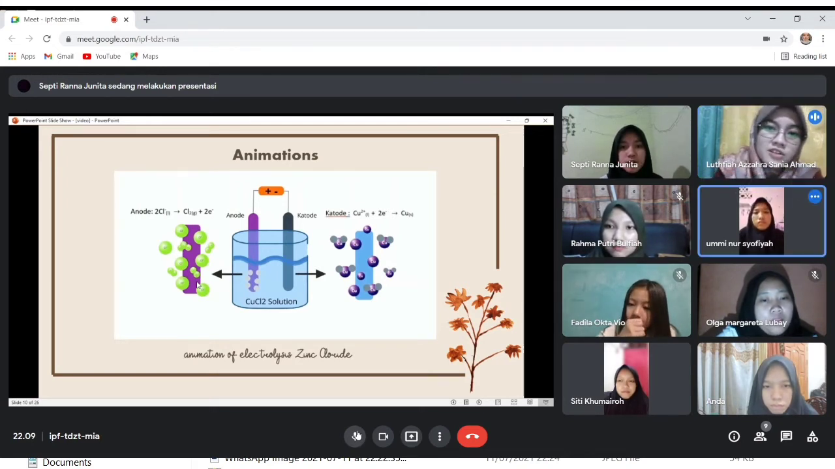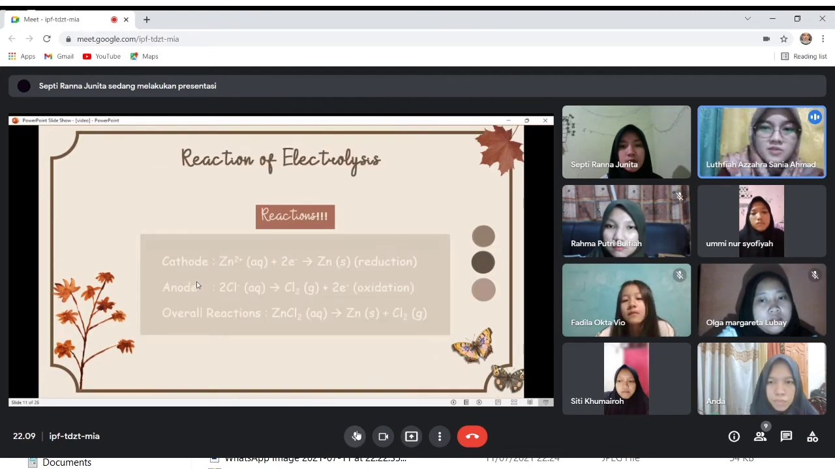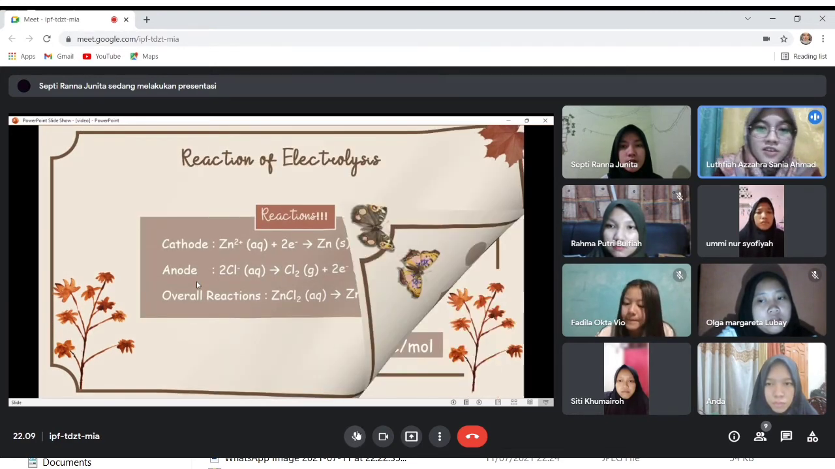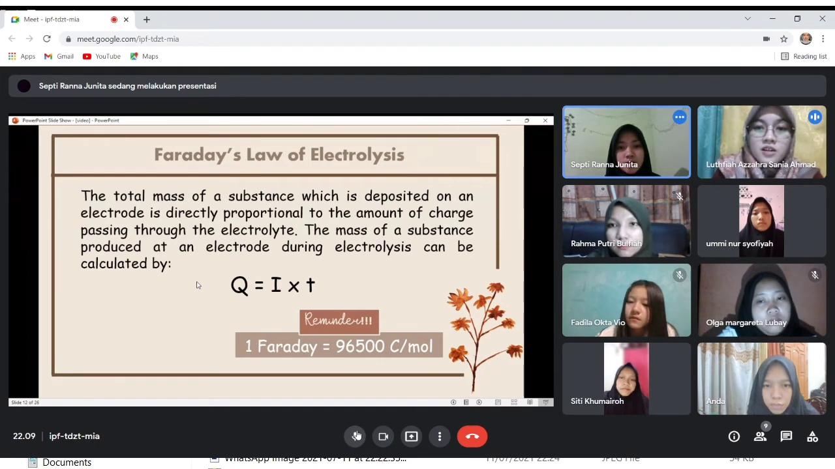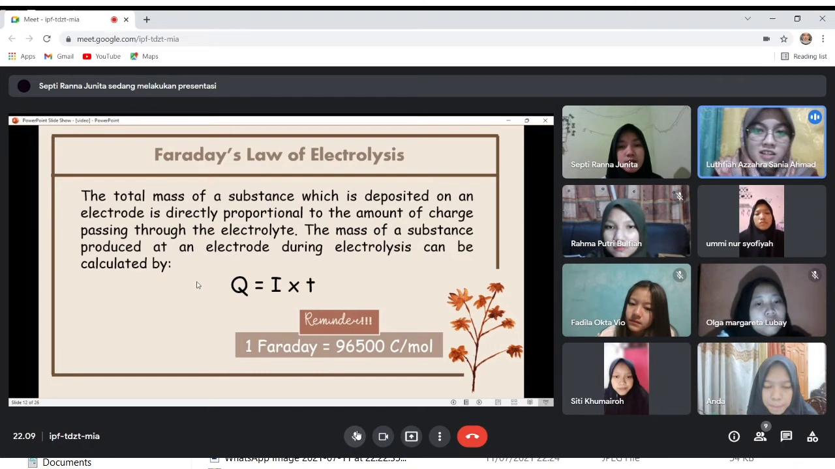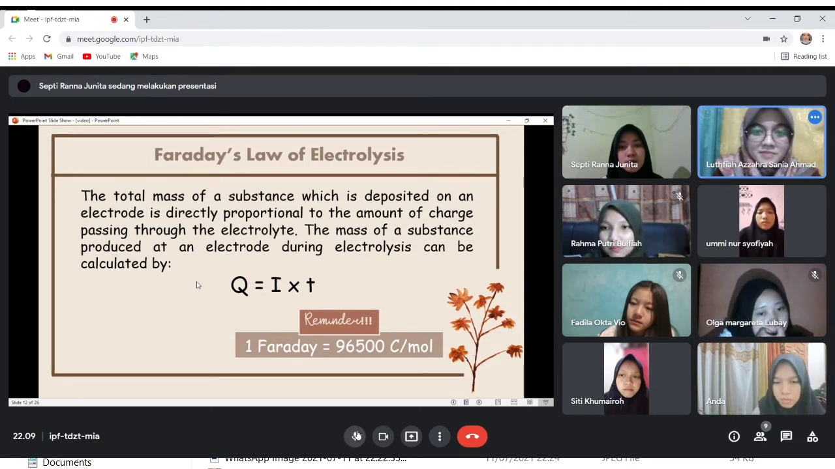Okay, good. The mass of a substance can be produced or removed from an electrode during electrolysis. Now, we will learn the calculation of the electrolysis reaction, which is called Faraday's law of electrolysis. The first law given by Faraday was that the total mass of a substance which is deposited on an electrode is directly proportional to the amount of charge passing through the electrolyte.